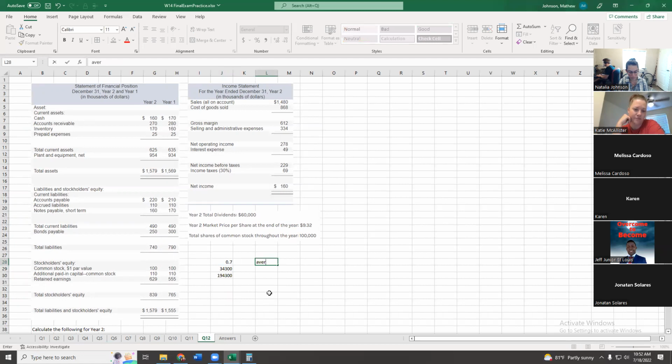Now we need to find the average total assets. Right here, 1,579 plus the other. Except this is 1,579,000. Yes, thank you. You need 3 zeros on both. I think that's why I'm missing this, because I was putting the actual numbers they listed and forgot to add whether it's thousands or millions.